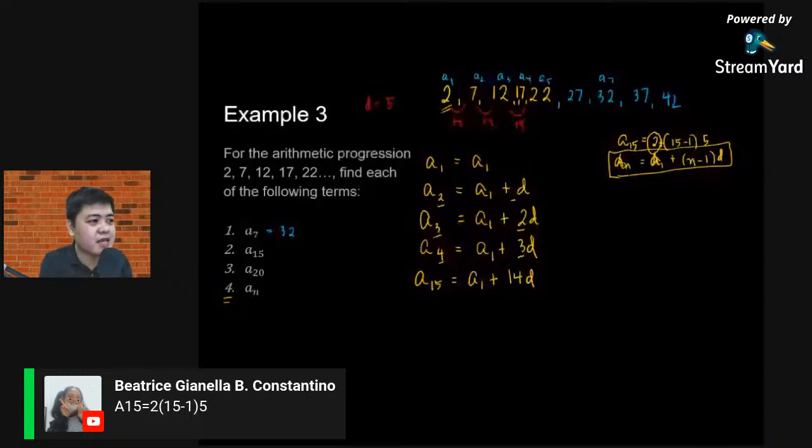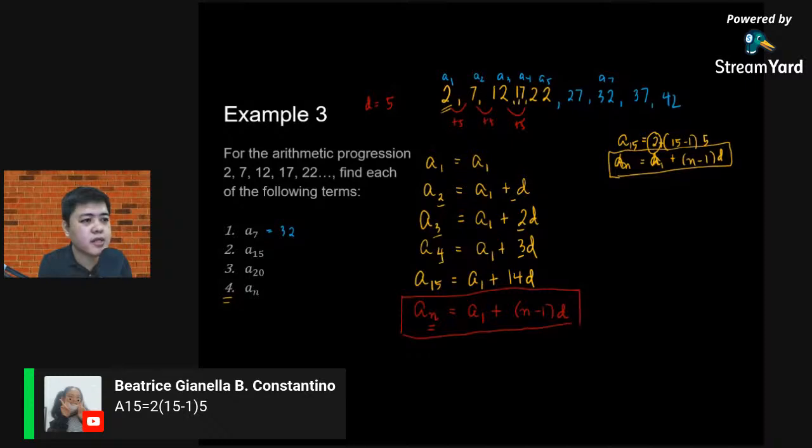Okay? So the formula is a sub n is equal to the first term plus, kung ano man yun nandito na subscript, ma-minus natin ng 1. So it's n minus 1 times the common difference d. Okay? So this is your formula. Hindi ko alam kung kita nyo tong red na ink na color ng pen. So sana kita siya.